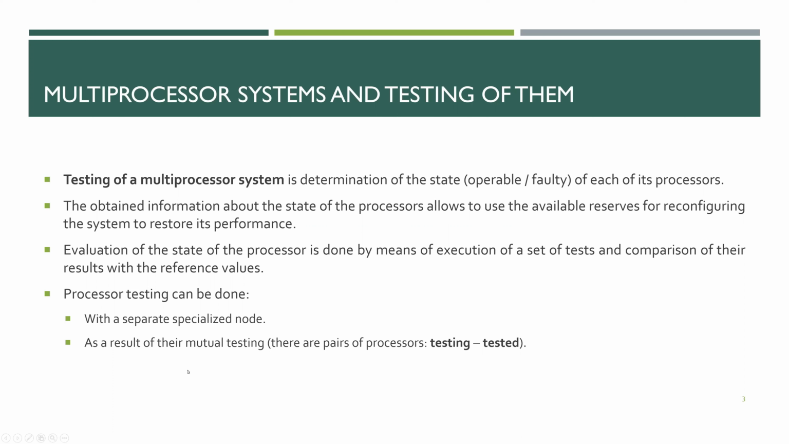Another option is when the state of the system, so the state of each of its processors, can be estimated as a result of their mutual testing. So there are pairs of processors, testing and tested processors. In this case, there are no separate nodes, and it may be good for the operation stage of the system. However, implementation of this approach may be much more complicated. In particular, the task of determining the state of each processor from the results of mutual tests. The solution of this problem is proposed in this work.